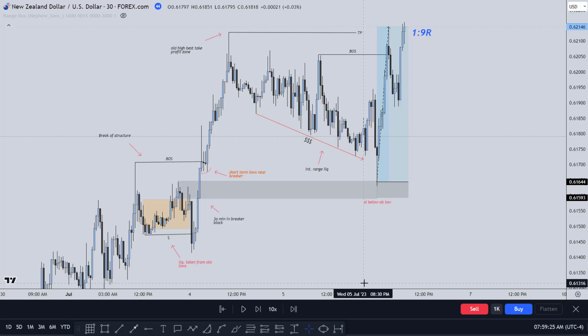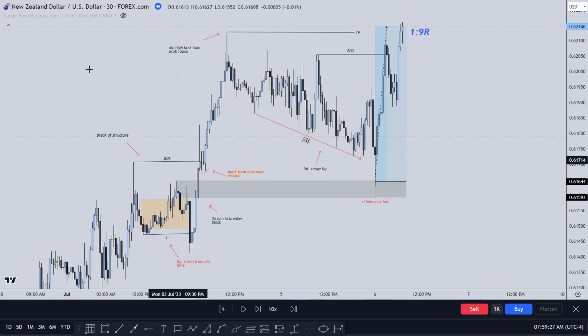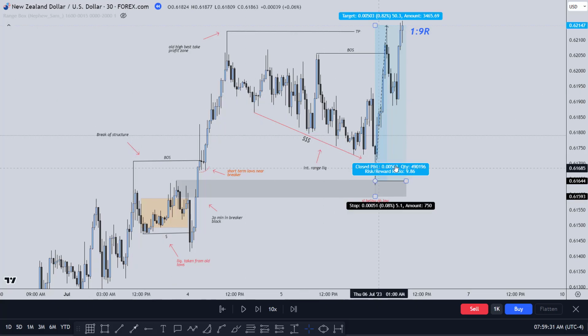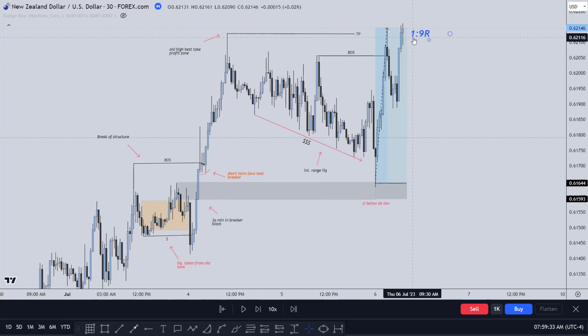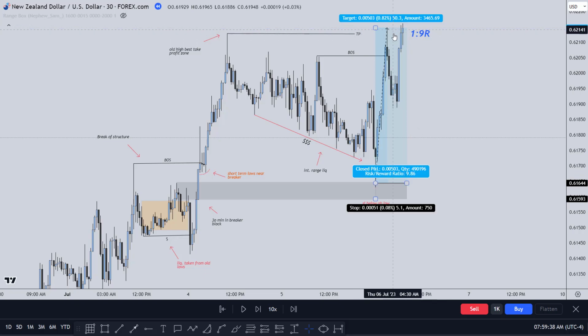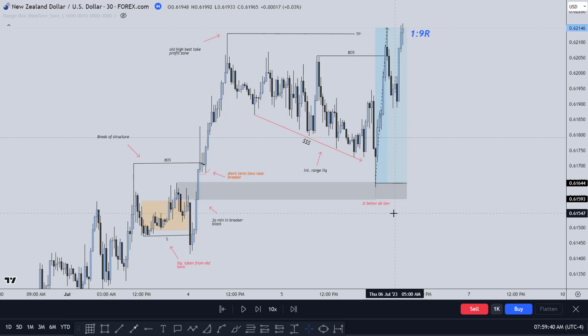What's good, everybody? Welcome back to another case study, and in this case study we're going over NZDUSD on the 30-minute time frame. This is just a quick trade that yielded us 1.9R and got us 50 pips. We had a 5.1 pip stop loss, and we were targeting this 30-minute breaker block right here. So this was the trade, but let's get into this video and observe how we got it.